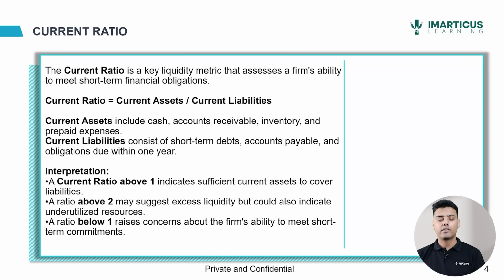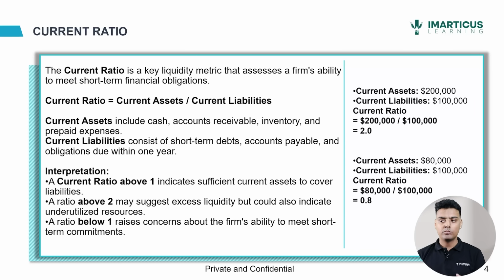The ratio can be interpreted as 1, less than 1, or more than 1. Let's understand this with a numerical example. Now, let's assume that company A has current assets worth 200,000 and current liabilities worth 100,000. So, what will be the current ratio? The current ratio will be current assets divided by current liabilities, which is 2.